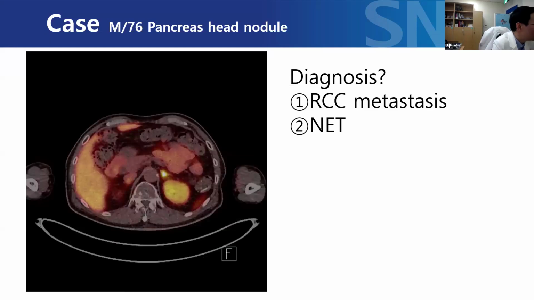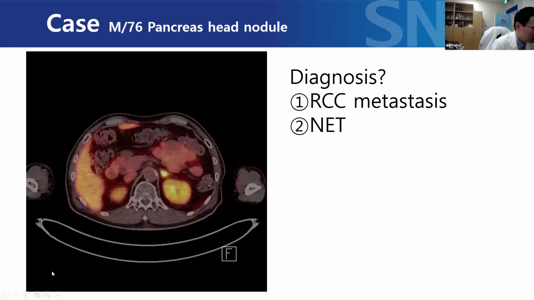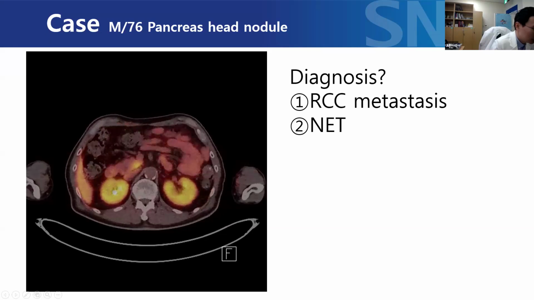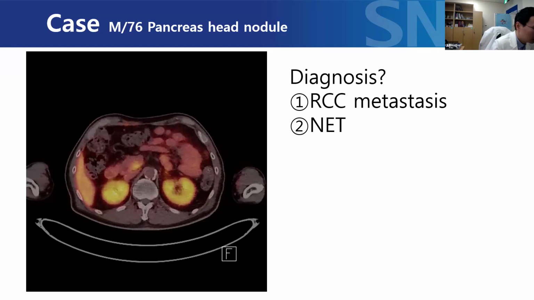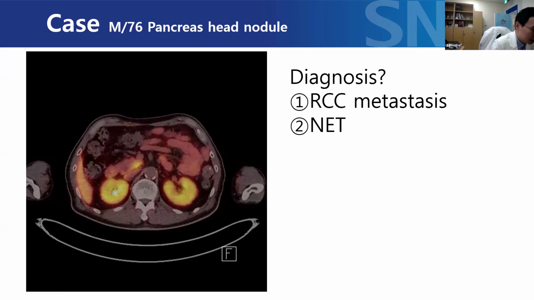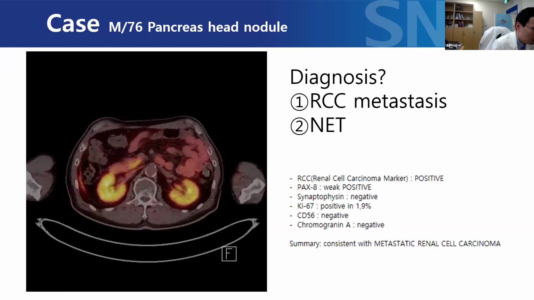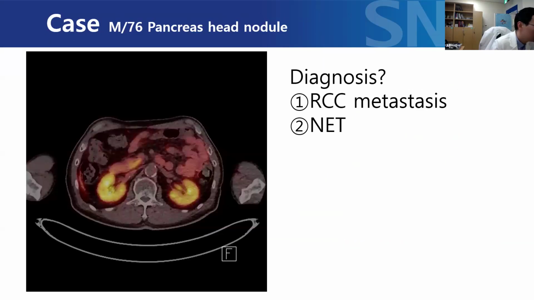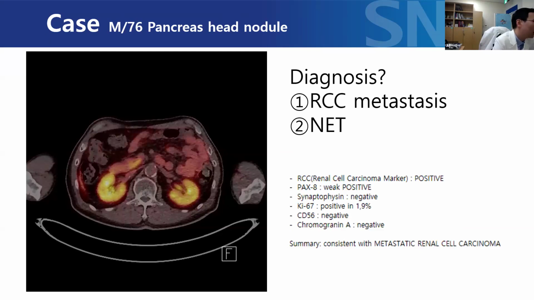DOTATOC PET was conducted, and it showed mild diffuse uptake along the pancreatic uncinate process. The uptake did not correspond exactly to the CT nodule. As you can see from the image, there is some diffuse uptake in the uncinate process. However, there seems to be no exact focal lesion there. The final diagnosis after excision was RCC metastasis in this case.